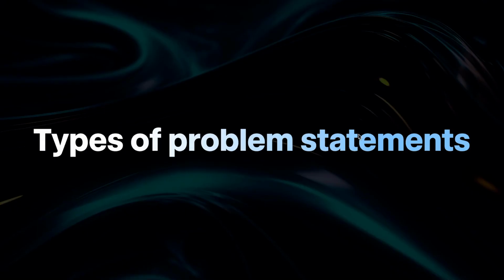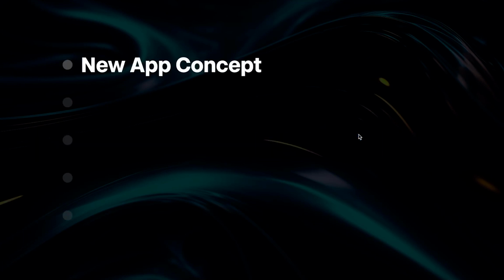Anyway, now let's break down the types of problem statements. I've already spoken about this in previous videos, but let's do a quick recap. The first one is a new app concept, something that's brand new. You're going to design a new app for it. It could be a web app or a mobile app.